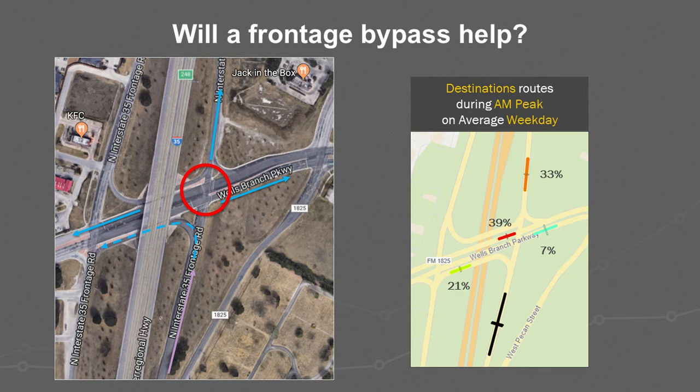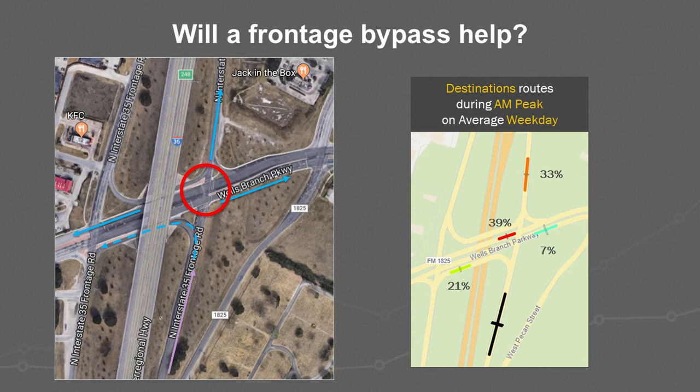This is showing the four different routes that people can take as they come on in or kind of originate into that intersection, and the percentage of trips that go each route. This was during an AM peak time, but I could have easily, if this webinar was a lot longer, looked at PM peak, weekends, weekdays, et cetera. And here's what I found.